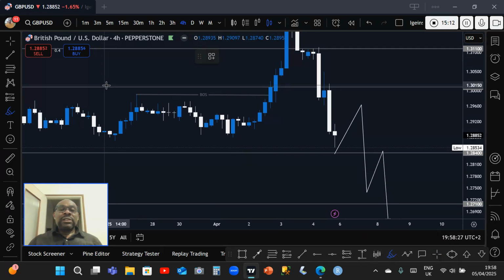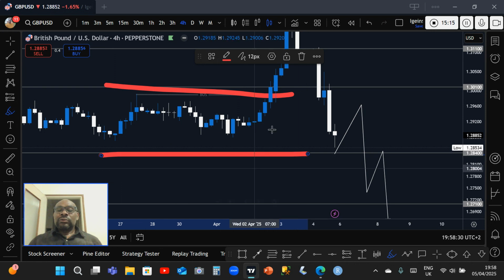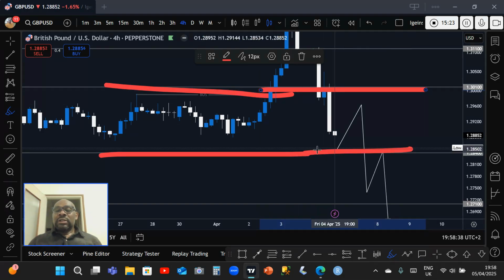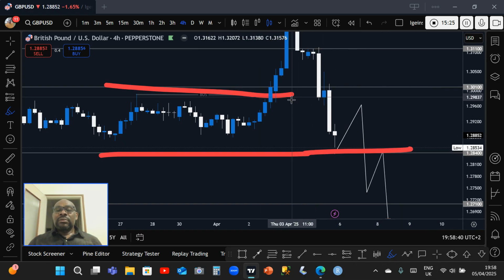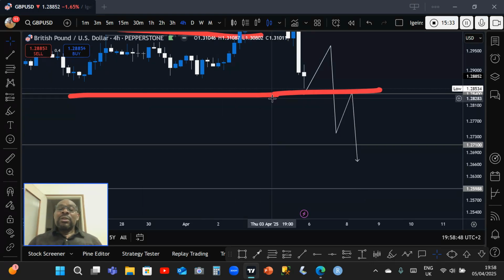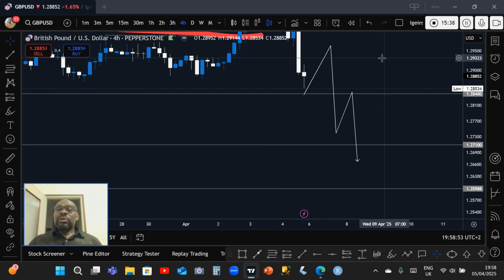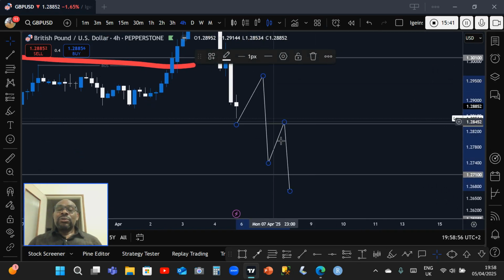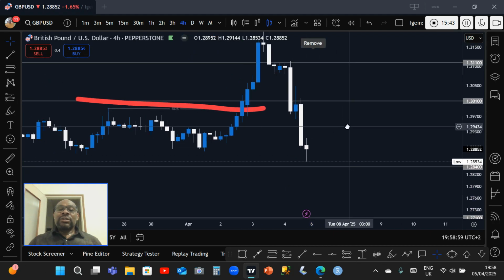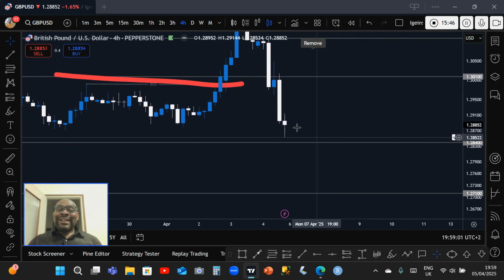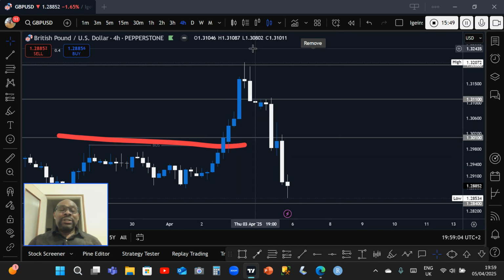Once this level is broken, once price action breaks below this level, we are now bearish. That means we are now fully bearish. All we should be looking for, the trading opportunity we should be looking for is how to sell the market. Is how to sell the market. Until then, we are still bullish.